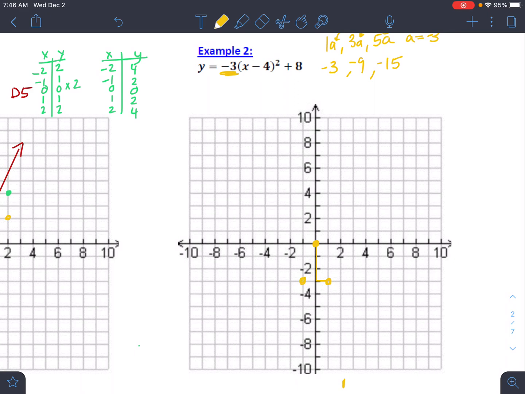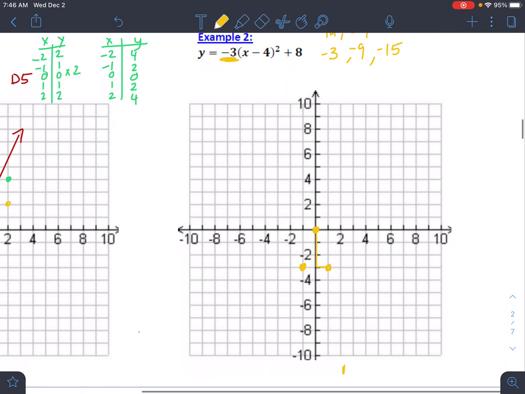So it's going to be vertically stretched. This might end up fitting on the graph depending on where we start. But in a general sense, that's what it looks like. It's going to be this very narrow looking quadratic because it's vertically stretched by 3 and facing down.